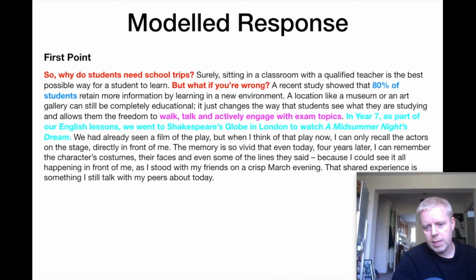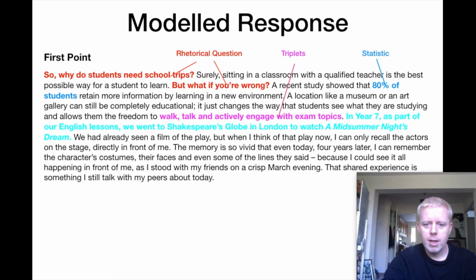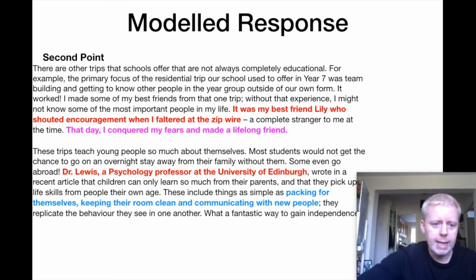Right, go on, here's your challenge now. Why have I got these coloured? Whoever said rhetorical question, you're right. Statistics, 80%. Triplets, walk, talk, and actively engage. Rule of 3. In Year 7, and what's this little thing? Back to my uncle and the smoking. Yes, it's an anecdote.